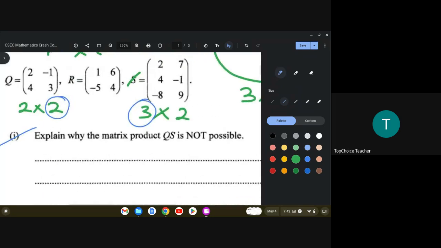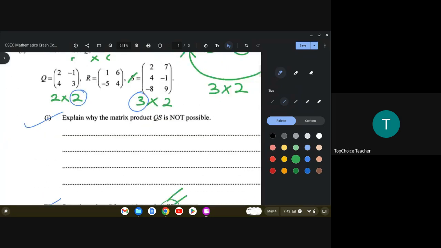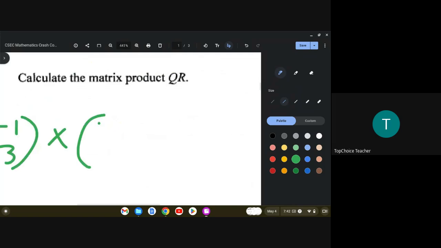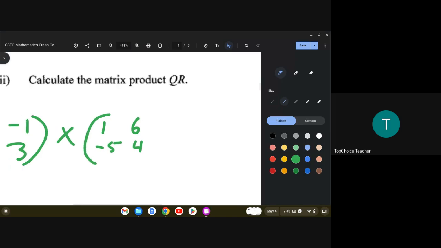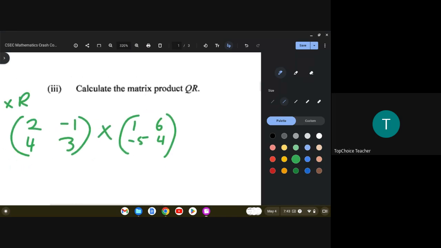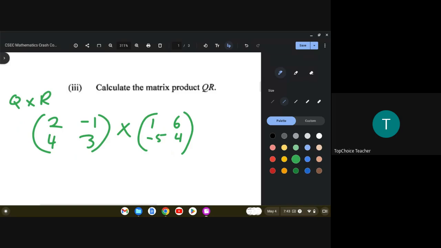Let's look at how to multiply matrices. R is 1, 6, -5, 4. So multiplying matrices is a technique that some students struggle a little bit with, but it is not a hard thing. You need to remember a concept called rows by columns. You're always going to multiply rows by columns.